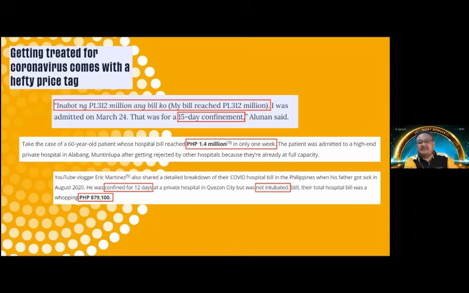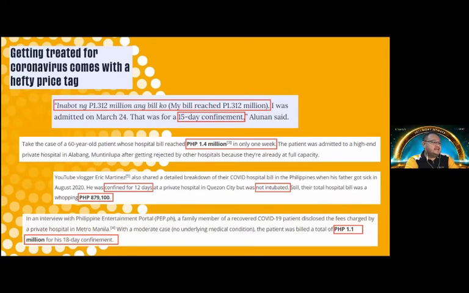Pero meron pa rin. And then the last one is a recovered patient from a private hospital in Metro Manila. Moderate lang case niya, mild. Ginastos niya is 1.1 million for 18 days of confinement. So nag-iiba-iba yung cost ng COVID, pero the point is, it is still expensive.